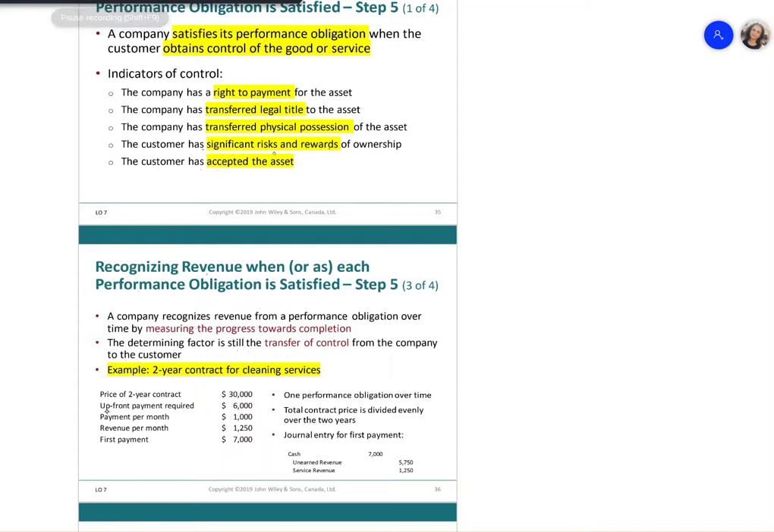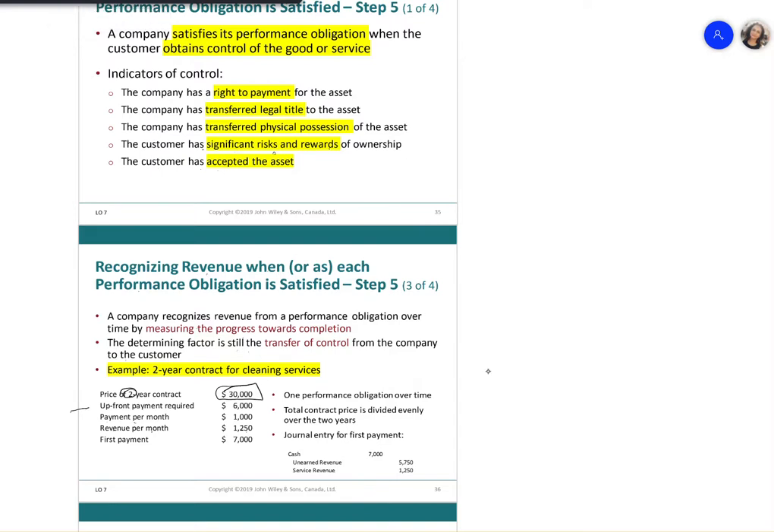Sometimes, this is an example. What we have is a 2-year contract, and the price is $30,000. They pay upfront $6,000. The payment per month is $1,000. Revenue per month is $1,250, and the first payment is $700. So how do they get the revenue for the month?